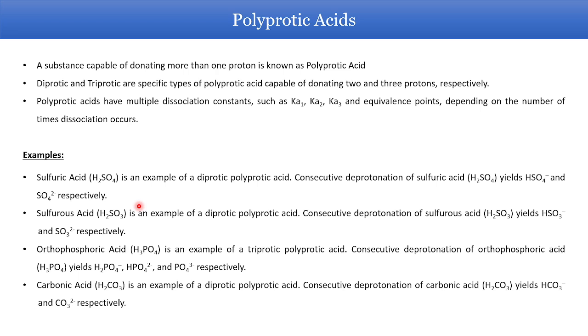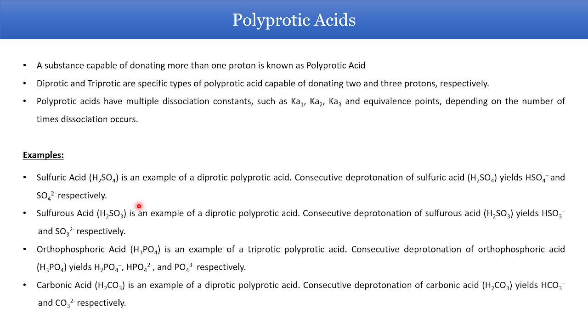Now, acids can also be polyprotic in nature. That is a substance that is capable of donating more than one proton. So it has numerous protons that are exchangeable with other molecules. We call it a polyprotic acid. It can be diprotic or triprotic if it has the capability to donate 2 or 3 protons respectively. So it will have multiple dissociation constants which we can name as Ka1, Ka2, Ka3 and so forth, depending on the number of times it dissociates.